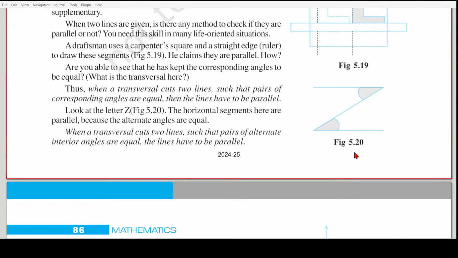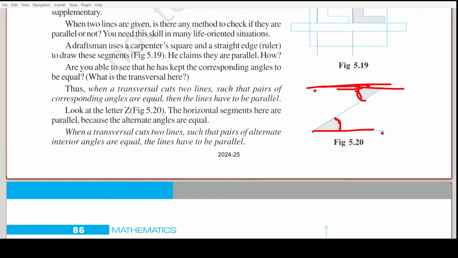So now what does that mean? If you somehow measure these two angles and if they are both coming equal, that means these two lines are parallel. Okay, because these two are alternate interior angles, right? If you measure these two angles, if they are coming out to be equal, what does that mean?